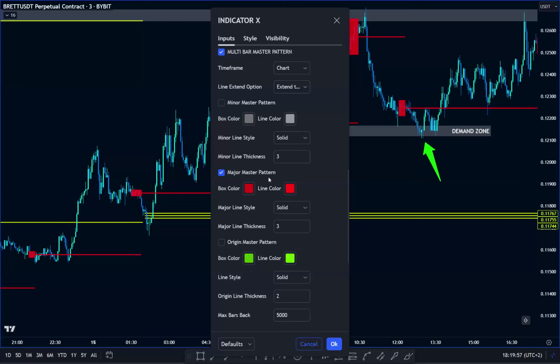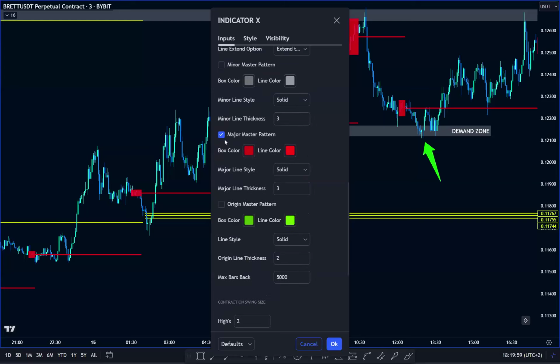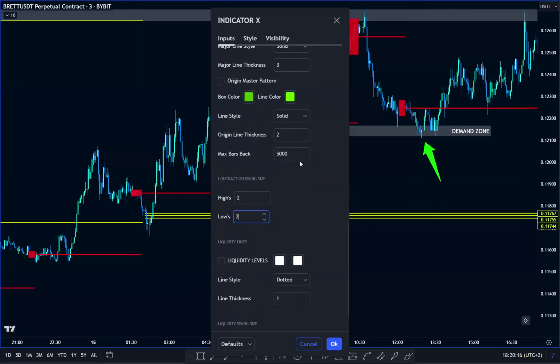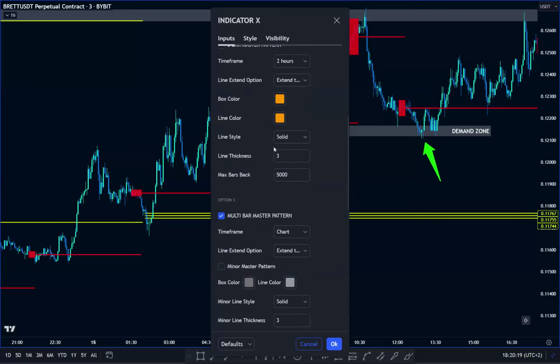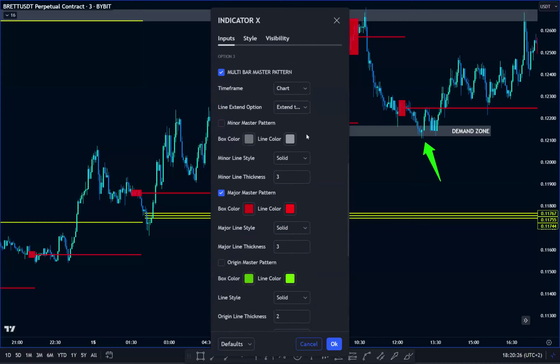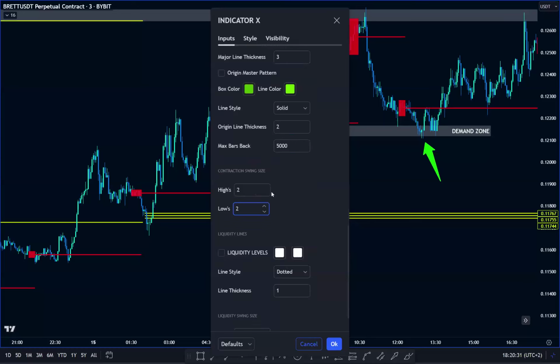I'm just keeping this simple because a lot of people are getting confused. And then the setting I'm going to use on the higher time frame is a 2 and a 2 on the contraction swing size. Hold on, where's the 2 and the 2 on the contraction swing? So that's what you use, and you turn everything else off. Yeah, everything else is off. That's the only thing I've got selected here. There's a lot more to this, but I want people to get a better understanding first before we start adding all the other little components together. But for now, it's just the multi-bar master pattern, the major master pattern turned on, and then the contraction 2 and 2.